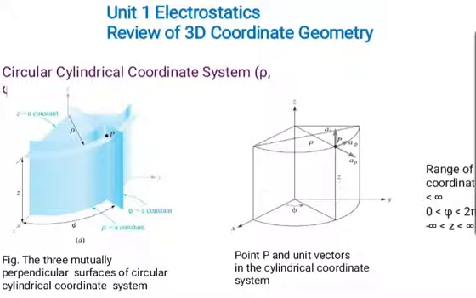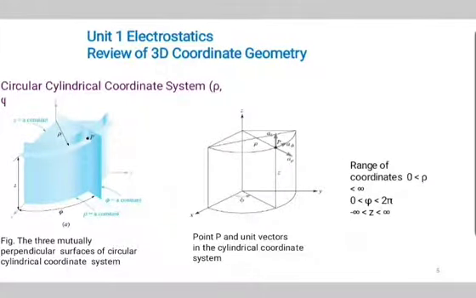Here, in this system, the point P is defined as P(rho, phi, z). It is shown in the second diagram.